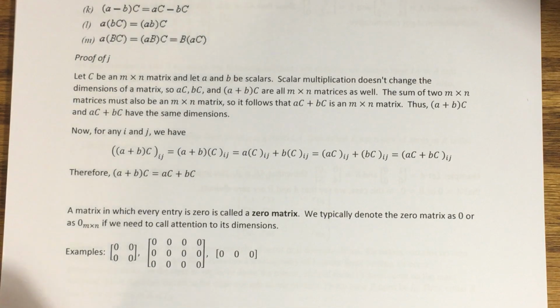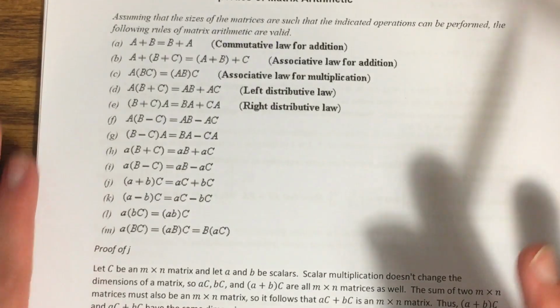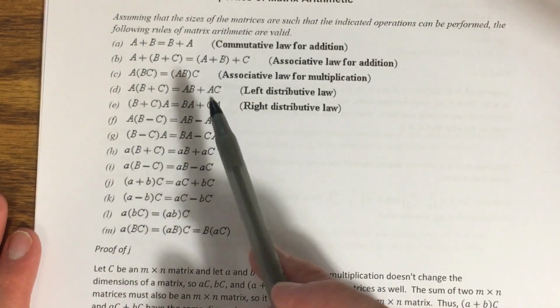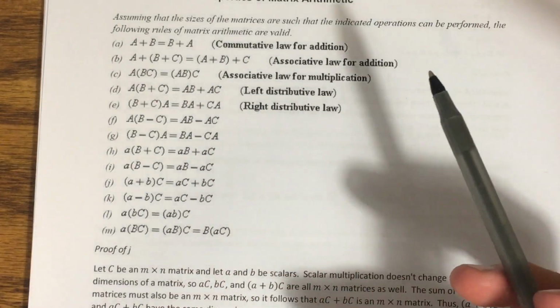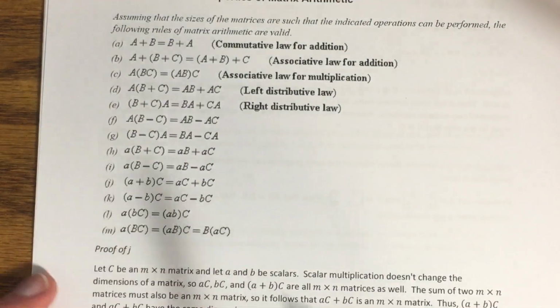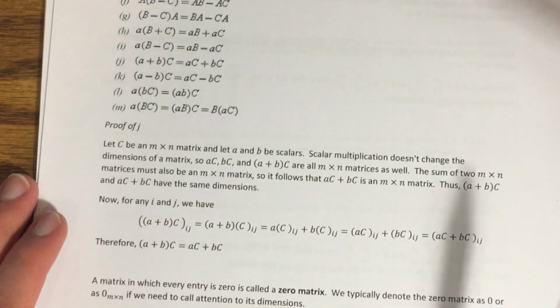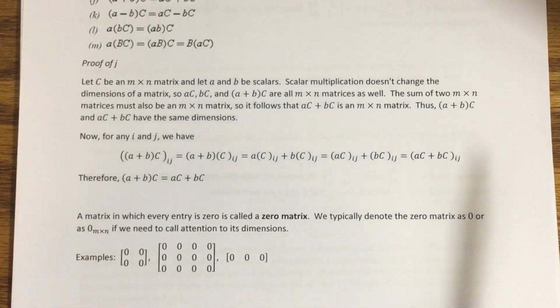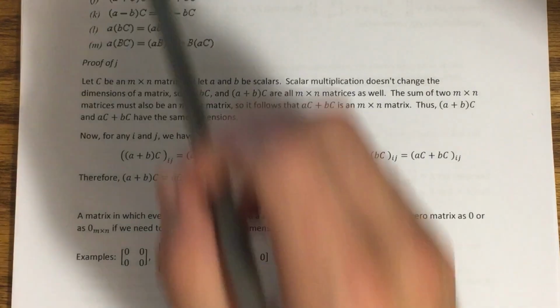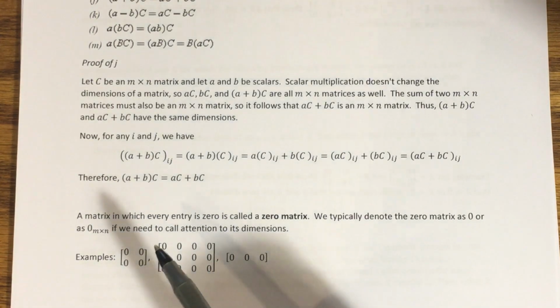So the important thing to notice is that every single one of these properties is making a statement about matrix equality. It's saying the matrix on the left side is equal to the matrix on the right side. And we talked about in section 1.3 what it means for two matrices to be equal to each other. It means that the matrices on both sides have the same dimensions, and it also means that corresponding entries are equal to each other. So that means our proofs are also going to have two parts.